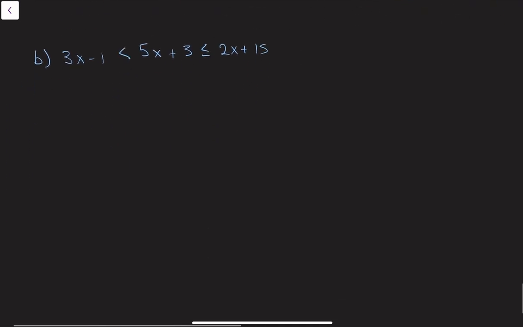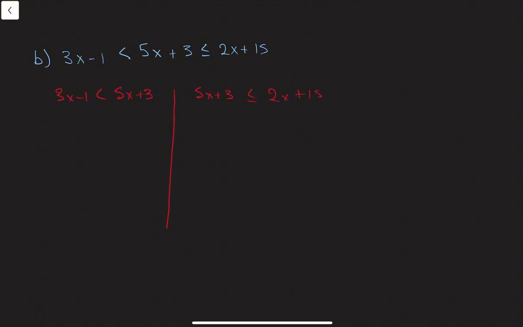So for B, relatively more involved, but still very simple. We have 3x minus 1 is less than 5x plus 3, which is less than or equal to 2x plus 15. What I like to do in these types of problems is break it down into 2 halves. 3x minus 1 less than 5x plus 3. On this side, 5x plus 3 less than or equal to 2x plus 15.